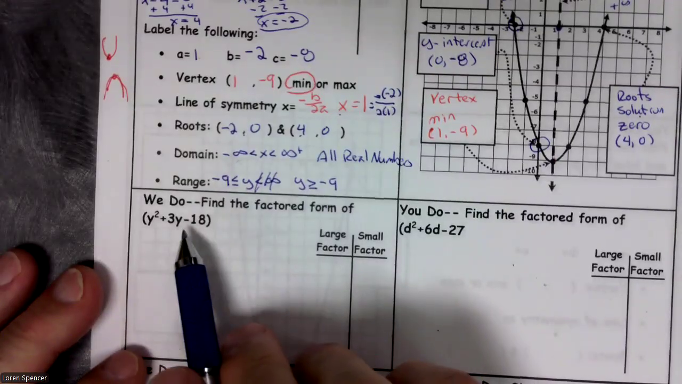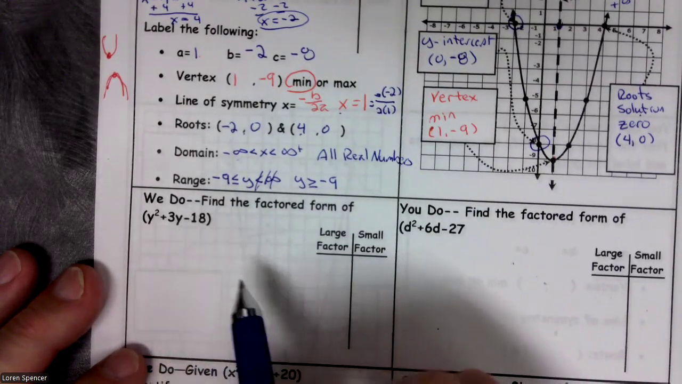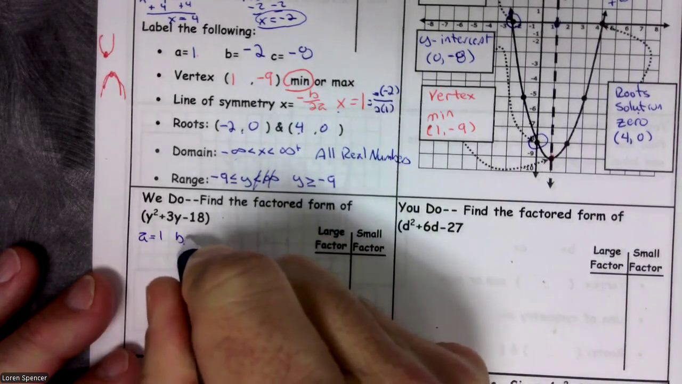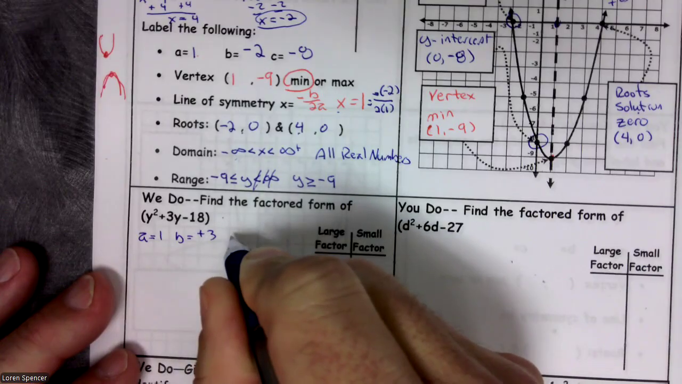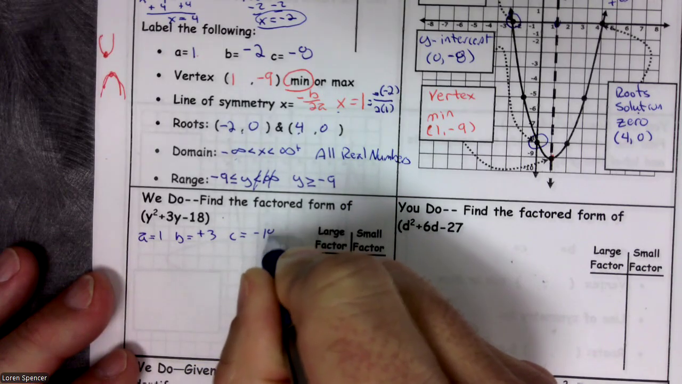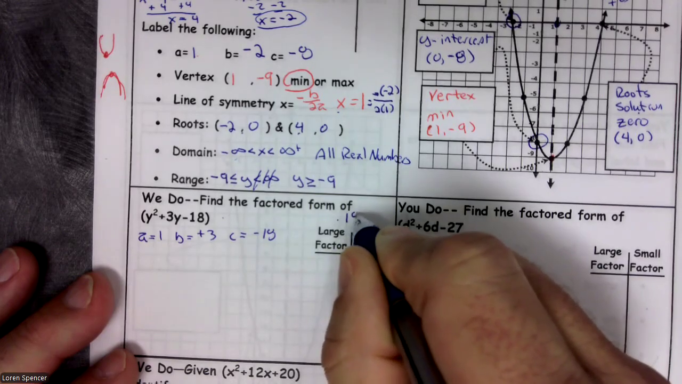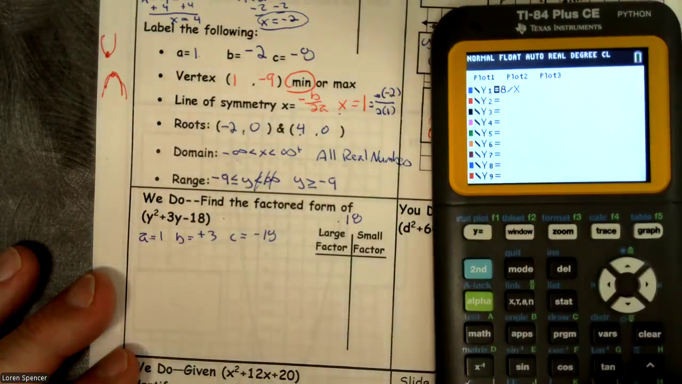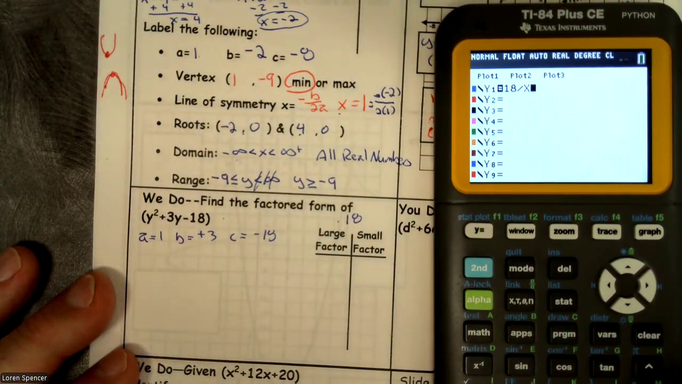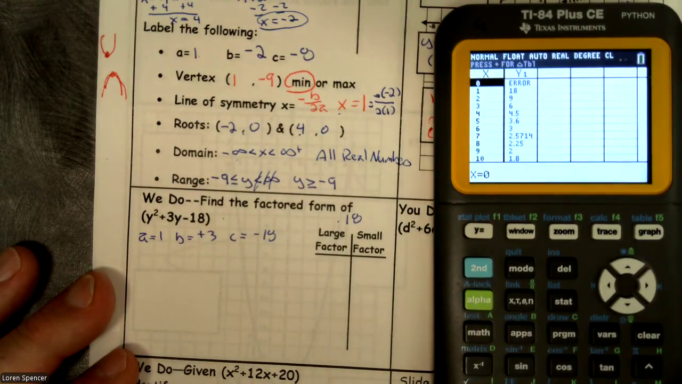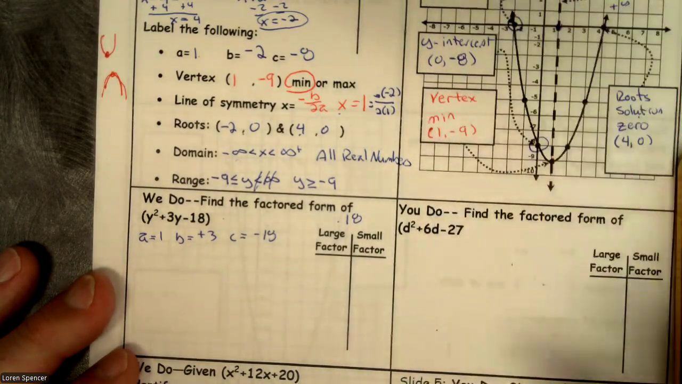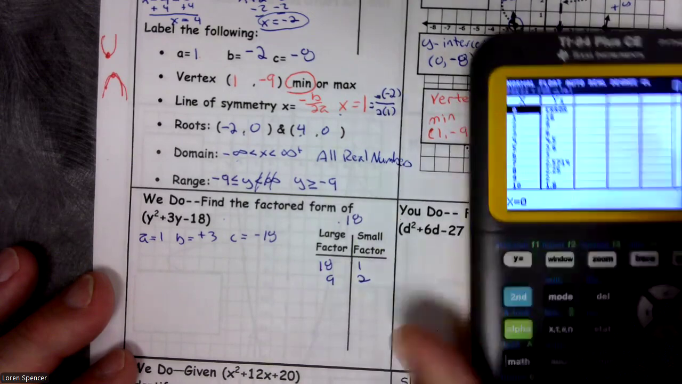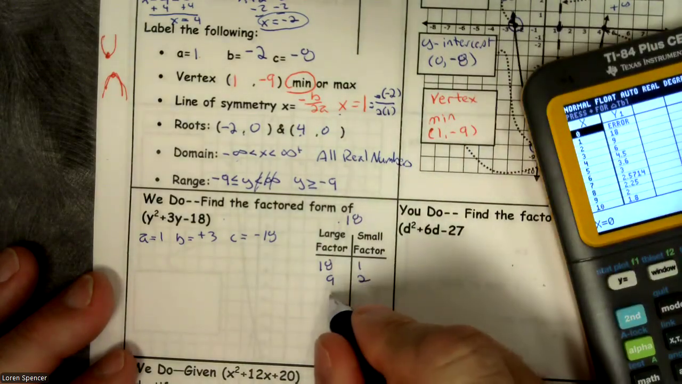So next thing, we need to find the factored form. Well, in this case, a equals 1, b equals +3, and c equals -18. So I'm going to need the factors of 18. So let's do the factors of 18. So we're going to go y equals 18 divided by x, blue graph, and we get 18 and 1, 9 and 2, and 6 and 3.